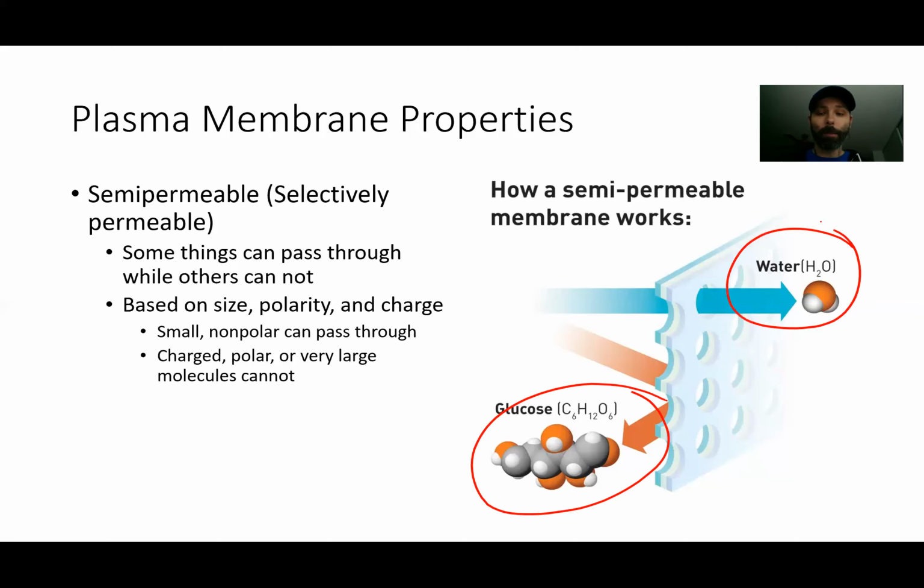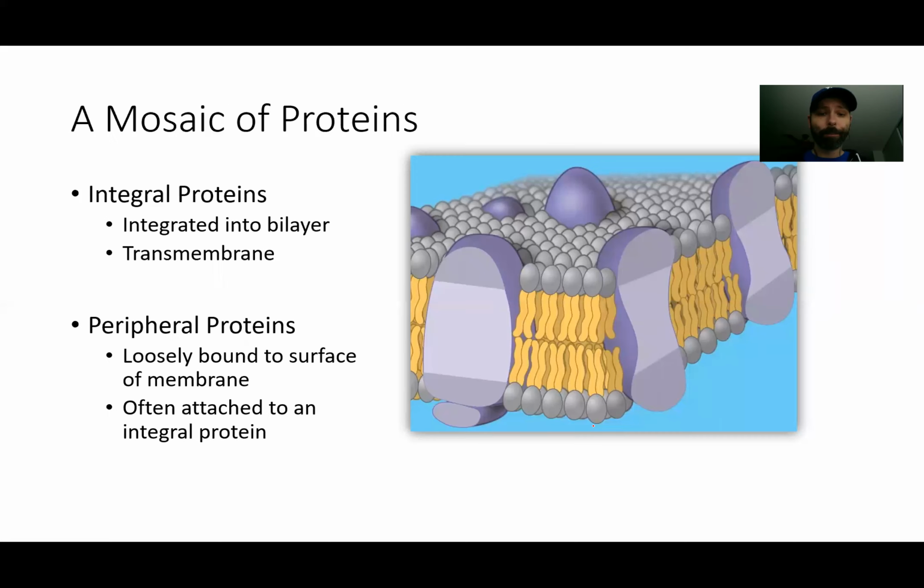Water is the weird one. Water can pass through, even though it is polar, because it is very small and it is everywhere. And so they can kind of squeeze their way between, but not very easily. We would say that the bilayer is leaky to water. It's not like water flows through it super easily, but it can pass through.